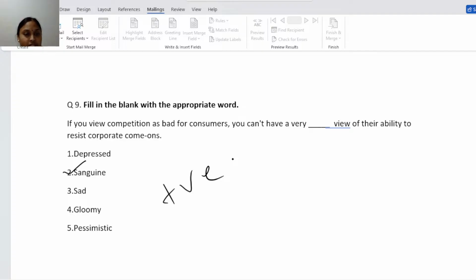Depressed means it is a very bad moment, sad is nothing but unhappy, and gloomy is a pathetic situation. Pessimistic is nothing but a simply negative outlook. So here the correct answer will be sanguine: even if the situation is bad for the consumers, and a negative impact is there, they are still hoping for the positive. That's why we have to choose sanguine as the option. And then we will go for the next question.